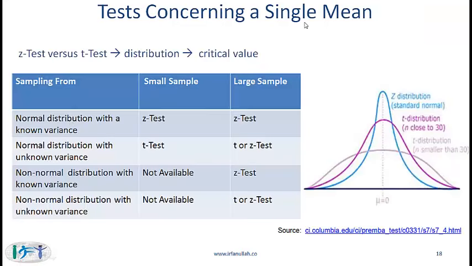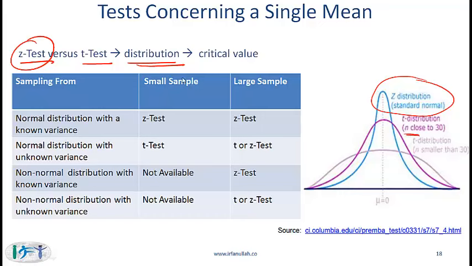First, tests concerning a single mean. One of the decisions that we need to make is whether to do a Z test or a T test. This decision then drives the distribution that we use. For a Z test, we will use the Z distribution or the standard normal distribution. If we were to use a T test, then we have to use the T distribution, and there we need to make a decision on the number of degrees of freedom, which depends on the sample size, and that in turn impacts the critical values. So understanding which test to use is important.